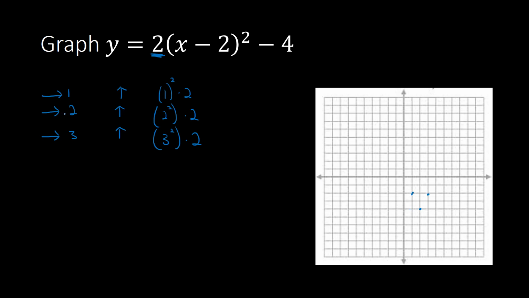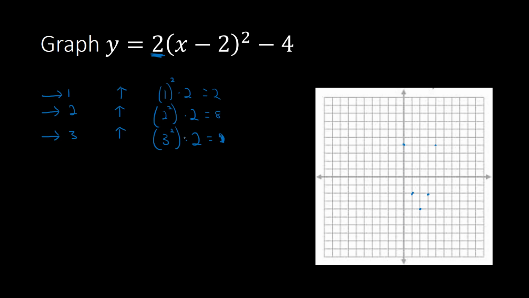If I go to the right 2, I go up 2 squared times 2, which would be 8. So I go to the right 2, I go up 8, 1, 2, 3, 4, 5, 6, 7, 8, right here. And I go to the left 2, I go up 8 as well.